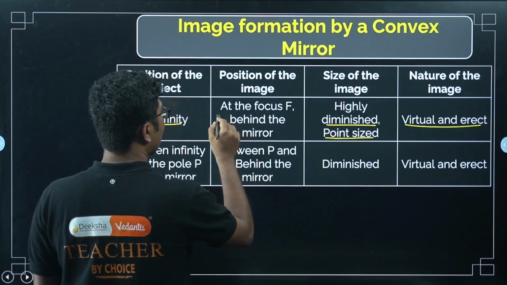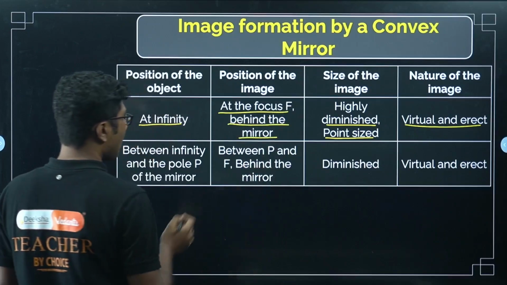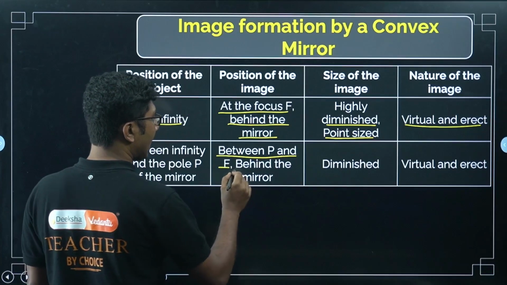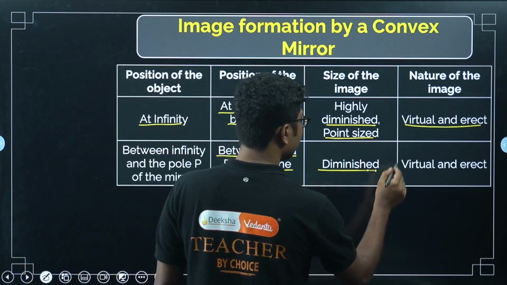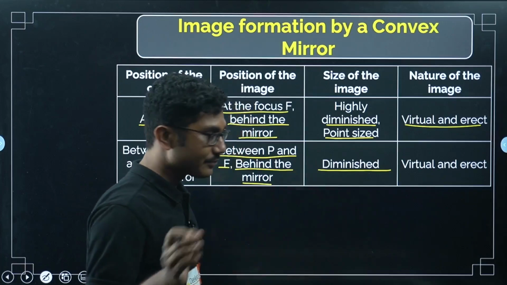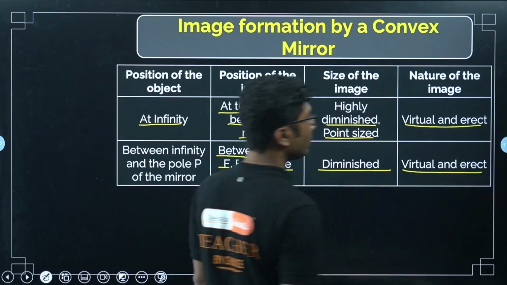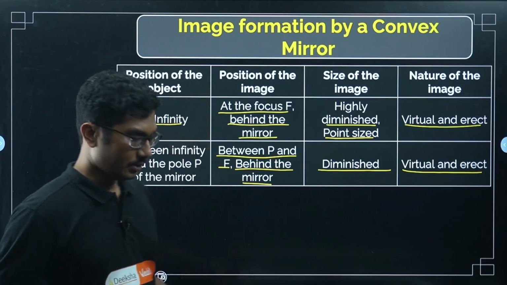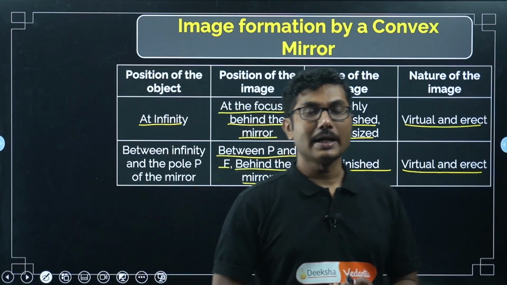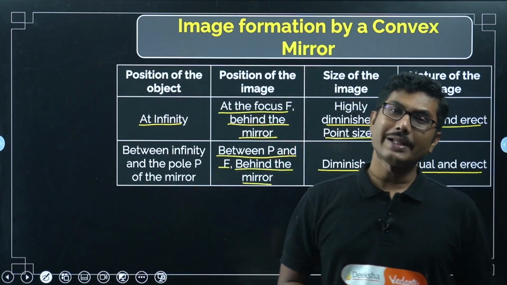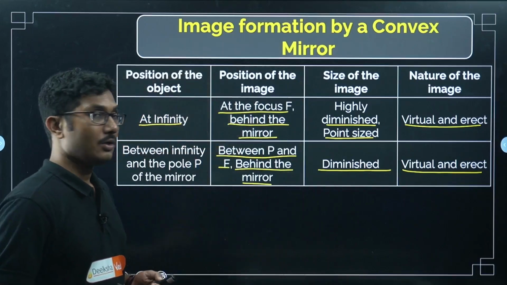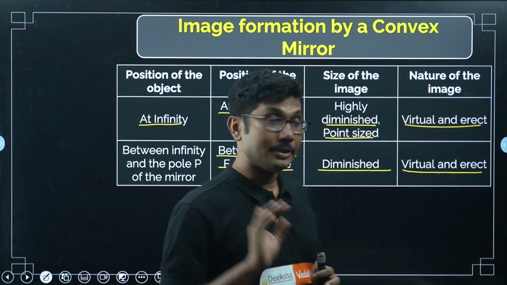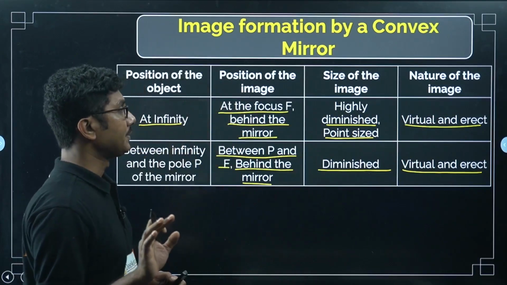So in that way you can say, okay, this is an erect image. At the focus, obviously, the image is behind the mirror, okay. Now in any other case, between P and F, behind the mirror always, it is diminished, not necessarily point sized, we have seen that, but it will be virtual and erect. So the mirror which always forms a virtual and erect image is the convex mirror, okay. Sometimes they might confuse you with virtual and enlarged. Virtual and enlarged is not possible by a convex mirror, okay. A virtual, erect and diminished image is only possible by a convex mirror.